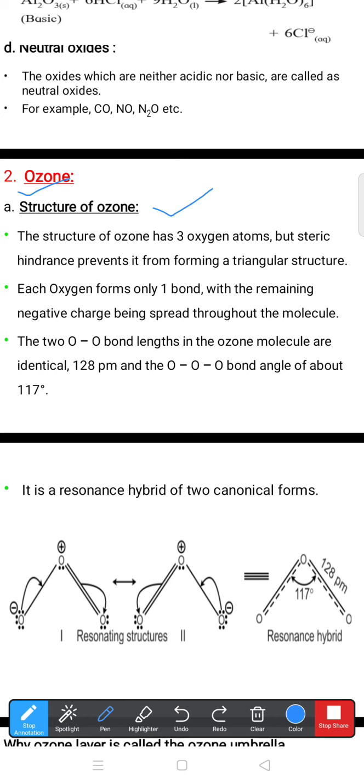Each oxygen forms only one bond, with the remaining negative charge being spread throughout the molecule. The two oxygen-oxygen bond lengths in the ozone molecule are identical, 128 pm, and the oxygen-oxygen-oxygen bond angle is about 117 degrees. That you can observe in this diagram.